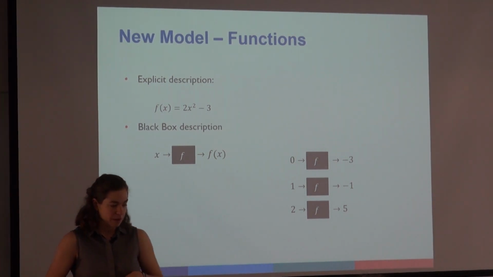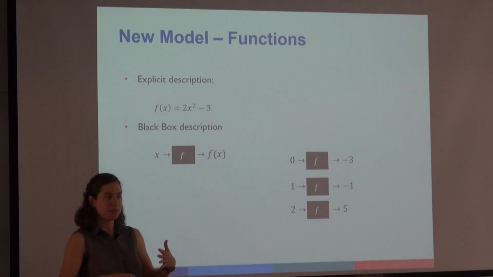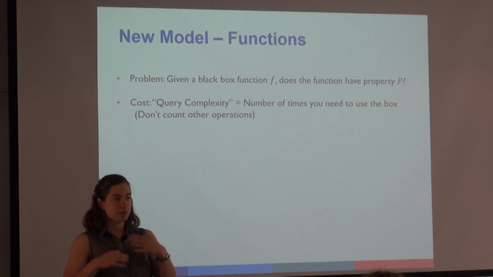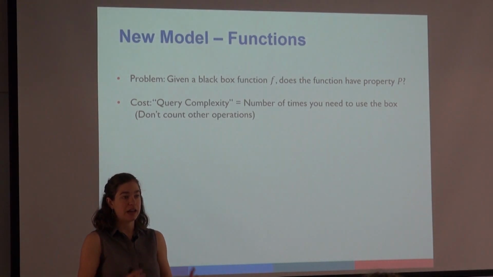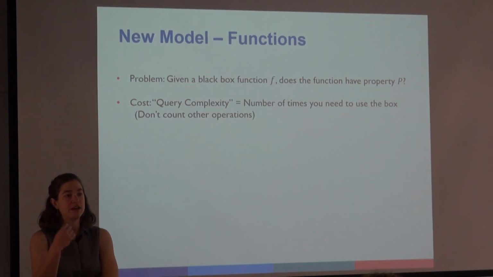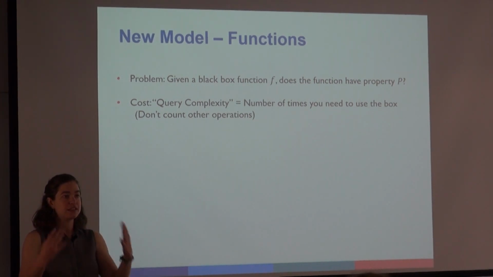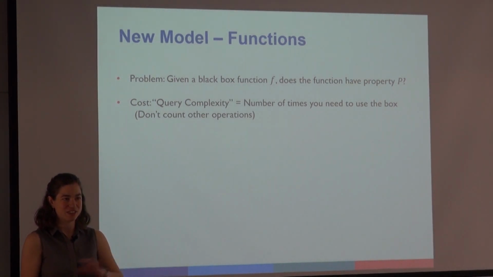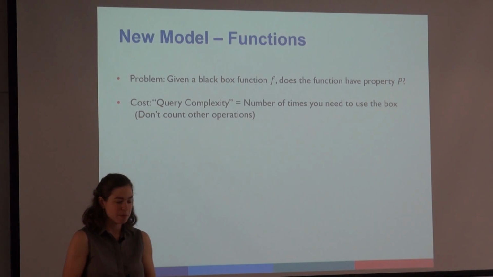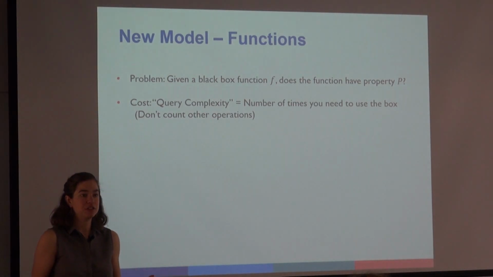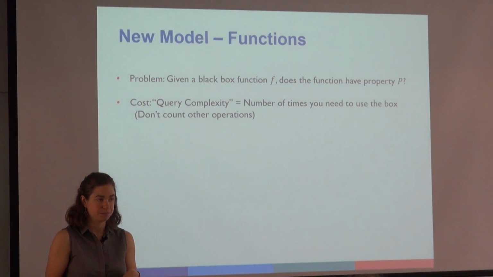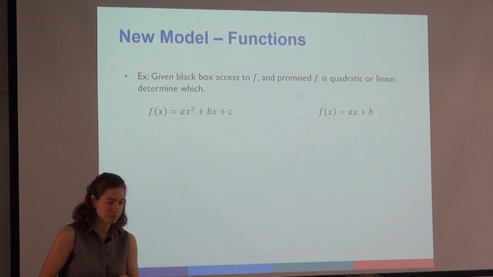OK, so now with this black box type of description, we can look at a new class of problems. So the problem is someone gives you a black box that hides some function, and now they want to know, does that function have some property? I'm going to give you an example in the next slide, so if this is seeming a little vague. But basically, we want to figure out something about the function, and we want to do that using this mysterious black box as few times as possible. So let's look at an example.